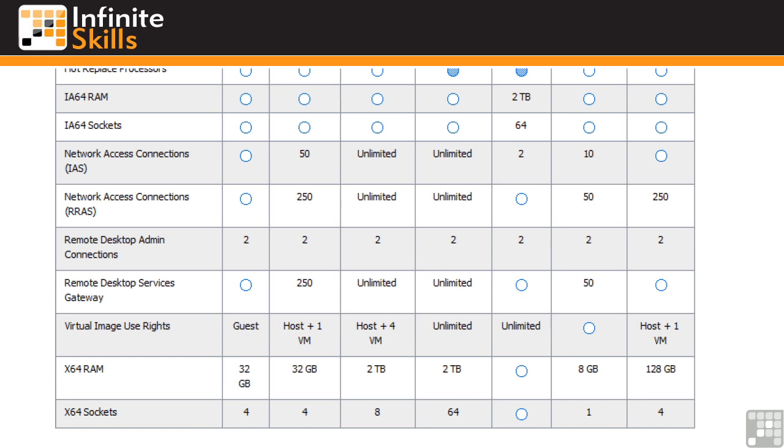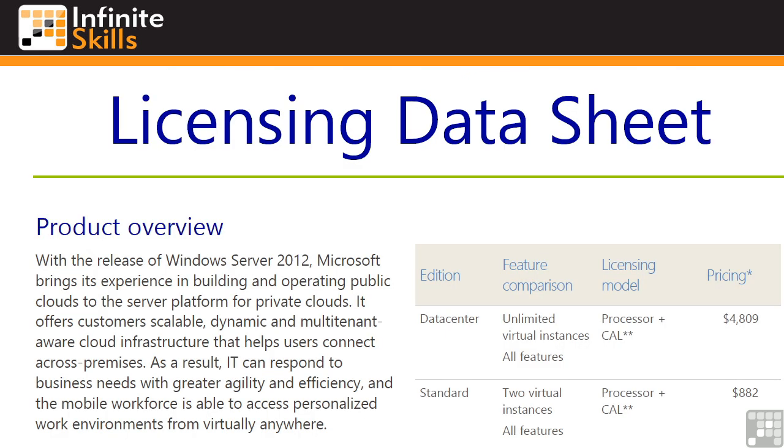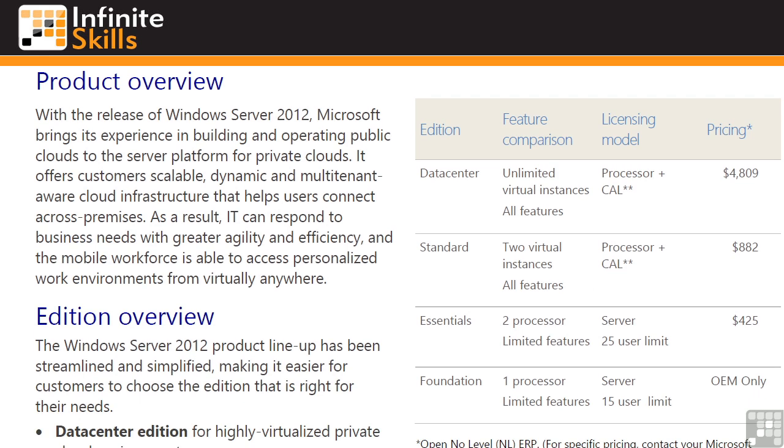I'm now showing the Windows Server 2012 licensing datasheet, and this is much simpler than Windows Server 2008 R2. The number of versions or SKUs has been drastically reduced. We now have 4 options: Data Center, Standard, Essentials, and Foundation. Enterprise and Web Server, which were commonly used in enterprise organizations, have been removed, and instead, enterprise organizations will choose either Standard or Data Center Edition.